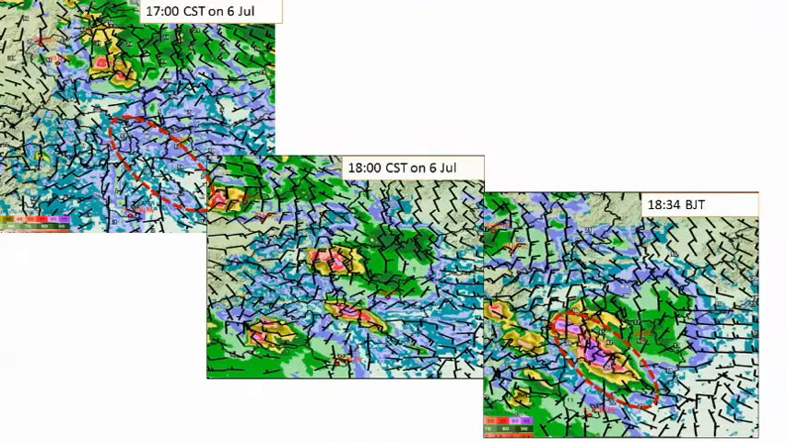So we will show you the real situation. If the red dashed circle is the area you circled, where new storm initiation is expected. From the real observations, look at this. The middle image is at 18 o'clock, 1 hour later, and the right image is 18:34. So 1 hour later, new storms initiated in the red circle.